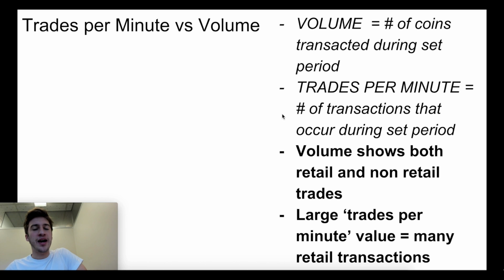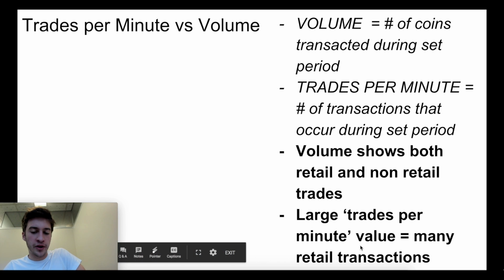But let's say then we have, like the example before, 1,000 trades per minute with 10 Bitcoin. That's telling me that there are a lot of smaller guys, a lot of retail traders who likely just made a move. And that likely means that they're about to get screwed over and the price is going to move just against them. So typically, when I see a large trades per minute value, that's showing me that there are many retail transactions.